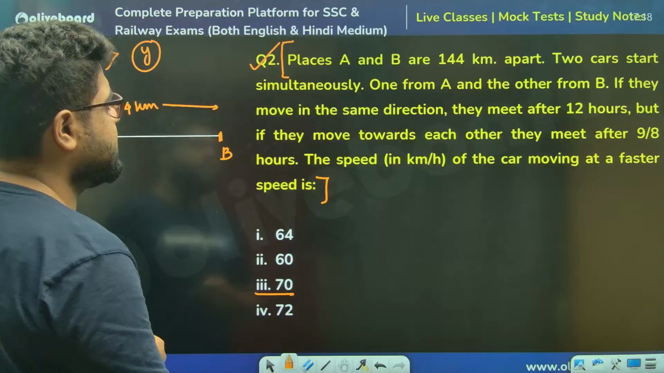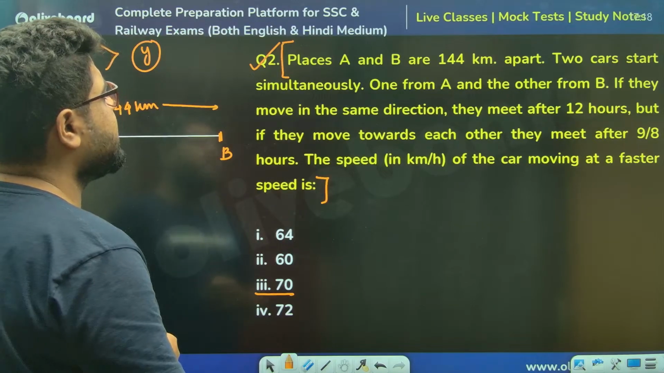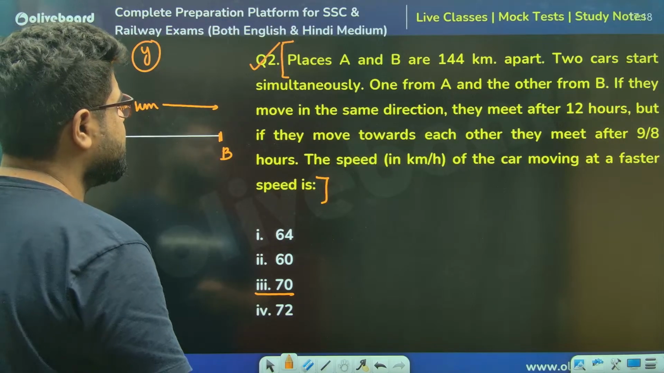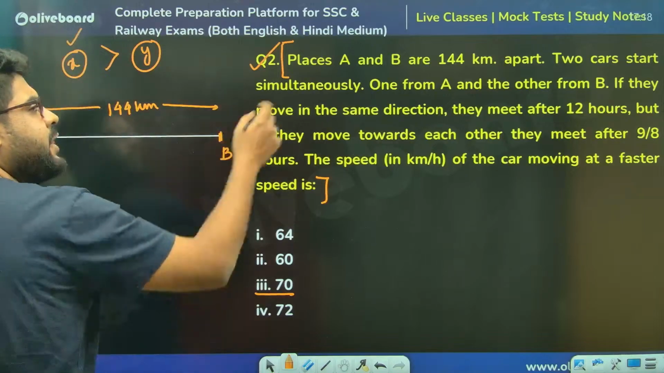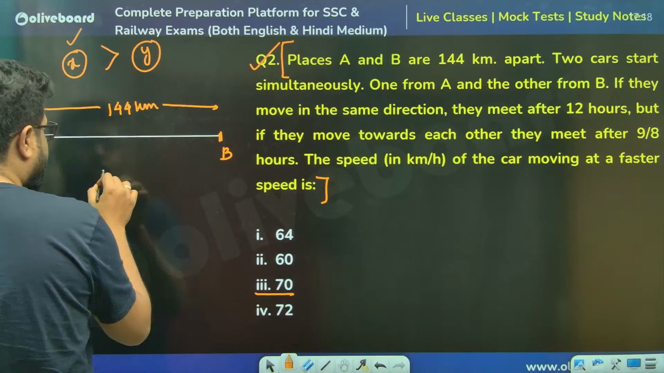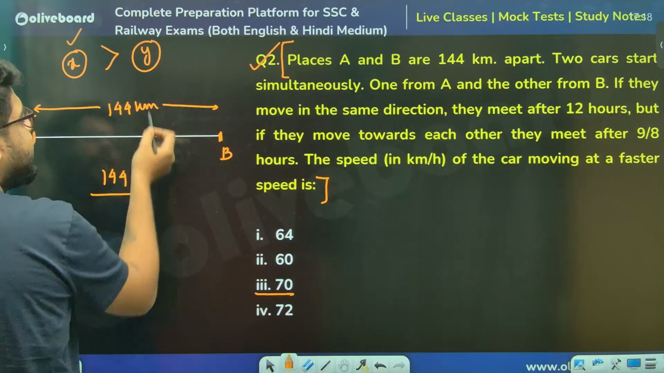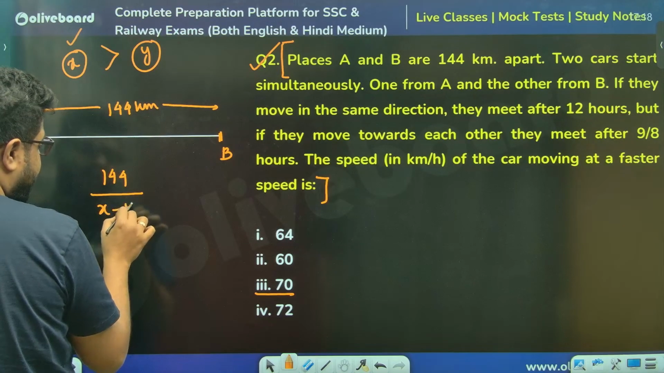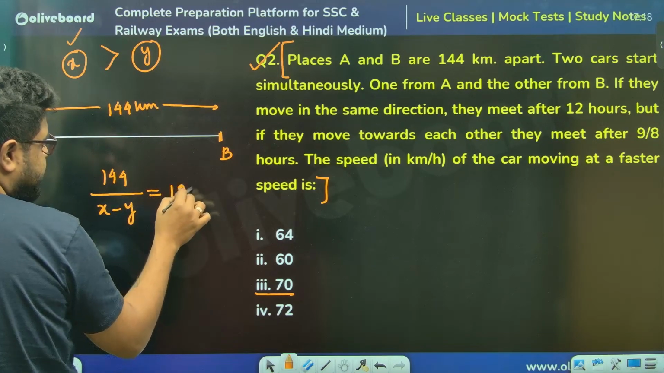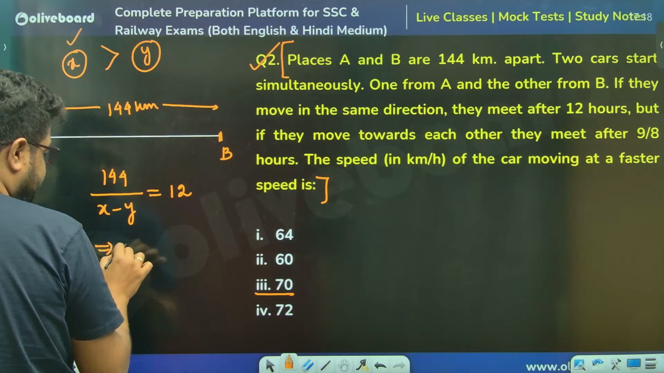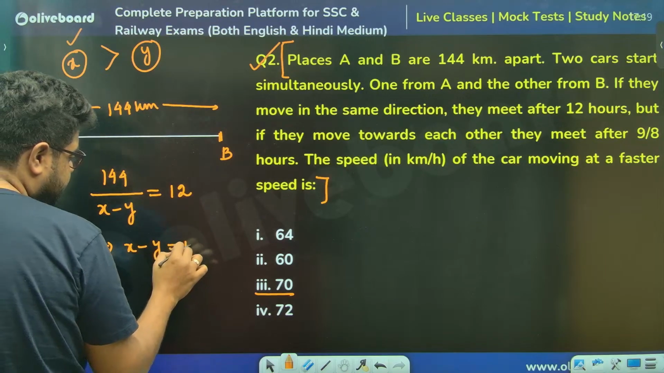One second, sir. Let's do one thing, sir. Move in the same direction. So 144 is the distance they need to cover to meet. Distance by relative speed, sir, X minus Y. That gives you time, that is 12, sir. Or I can write X minus Y's value is 12.